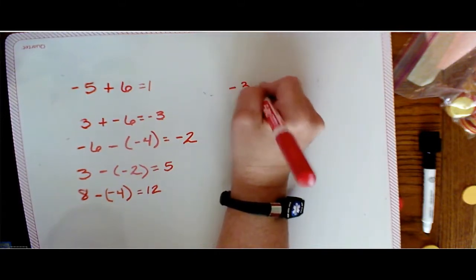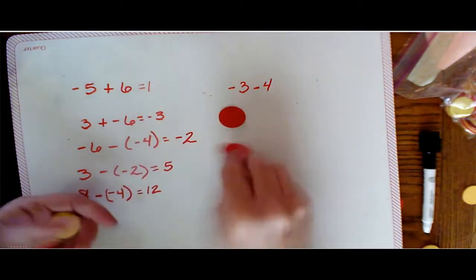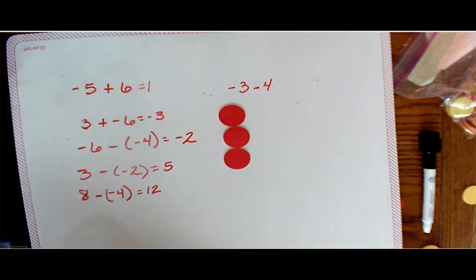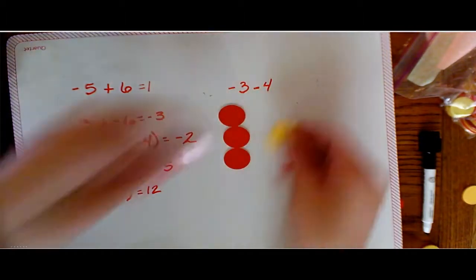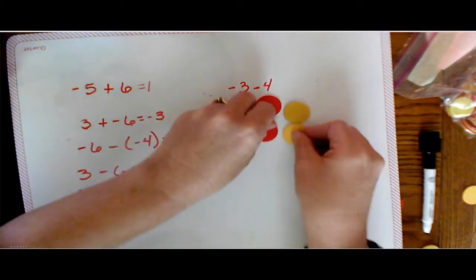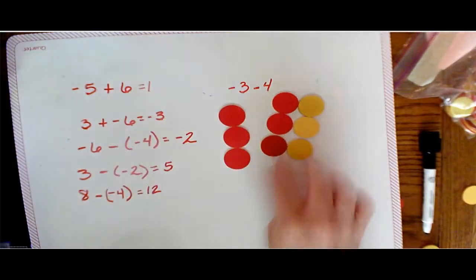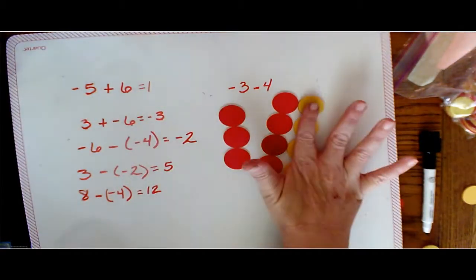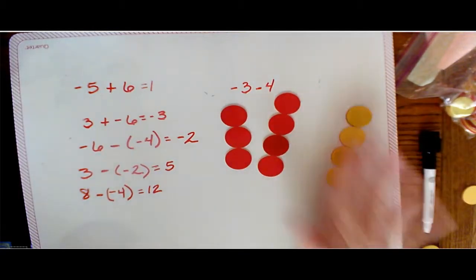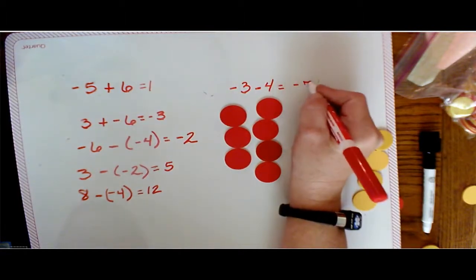How about a -3 minus 4? 1, 2, 3 negatives. I do not have any positive 4s to take away, so I'm going to add 0 pairs of positive 4. 2 zero pairs, 3, 4 zero pairs. Now I can take away a positive 4. 1, 2, 3, 4. And that leaves me with a negative 7.